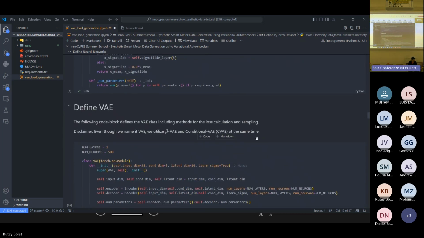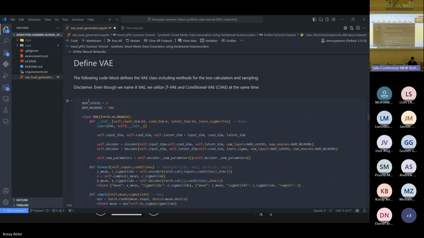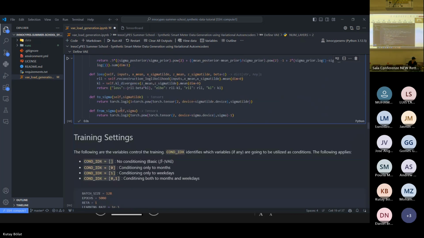And then we define our VAE. We set our number of layers. You can change all of this. Whatever you see in capital letters, you can change it and try it for yourself with different settings. In this case, the number of layers is 2 in both the encoder and decoder. So we have 4 layers in total, and the number of neurons for each layer is 500 to keep things simple.